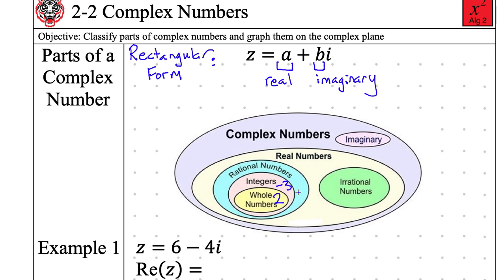A rational number. Who can give me a quiet raised hand for a rational number? Rational. Think fraction. Rational, ratio, fraction. A half. There we go. A half is a rational number.